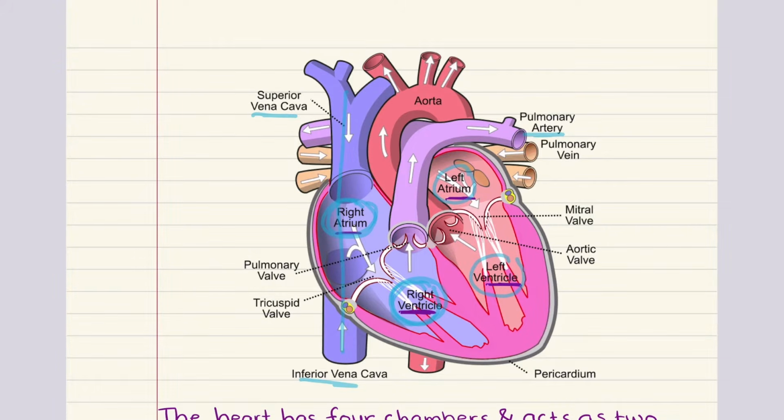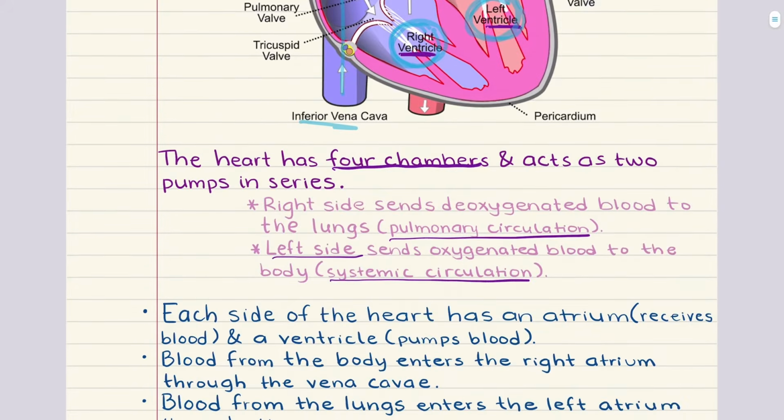The oxygenated blood then returns to the heart via the pulmonary veins, and it enters the left atrium. It moves from the left atrium into the left ventricle, which pumps it out through the aorta. The aorta is the largest artery in the body, so it can deliver oxygen-rich blood to all tissues. The heart contracts in a specific sequence.